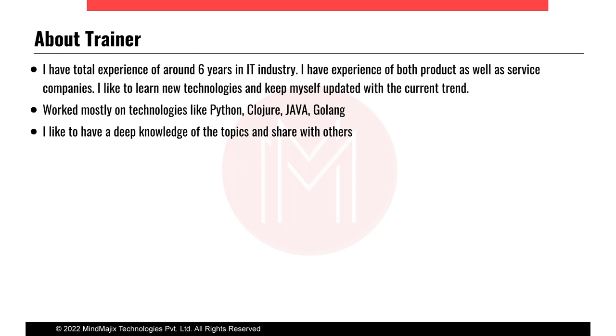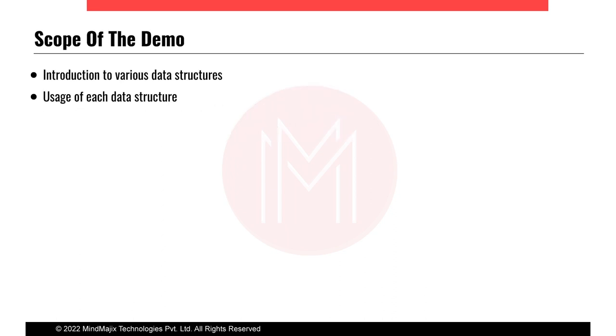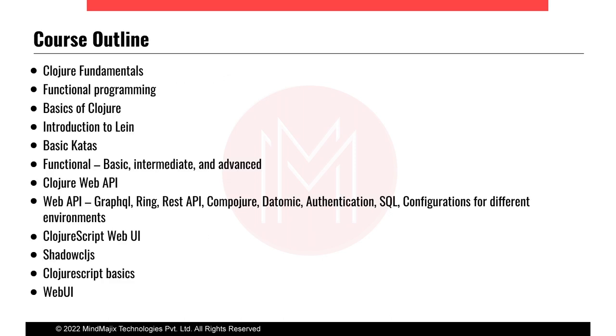can share my knowledge. Now, the scope of this demo will be the introduction to various data structures which are there in Clojure, and where we can use those data structures. So these are the points that will be covered. The course outline will be Clojure fundamentals, functional programming, what is functional programming, the basics of Clojure, then introduction to Lein. Lein is a kind of tool which is used for Clojure. So we will also have an introduction to that.